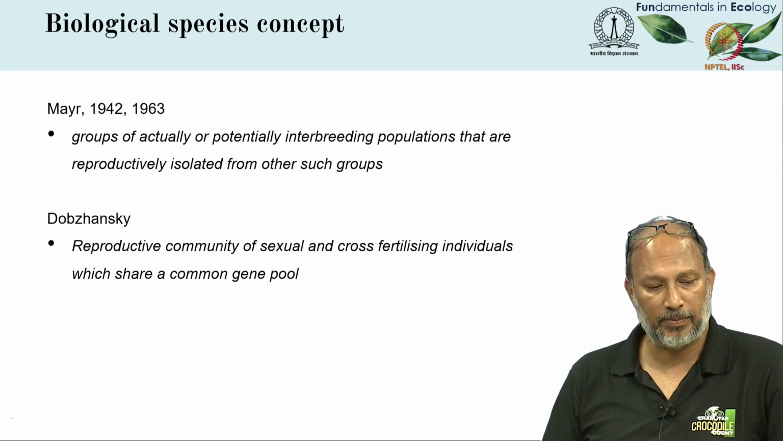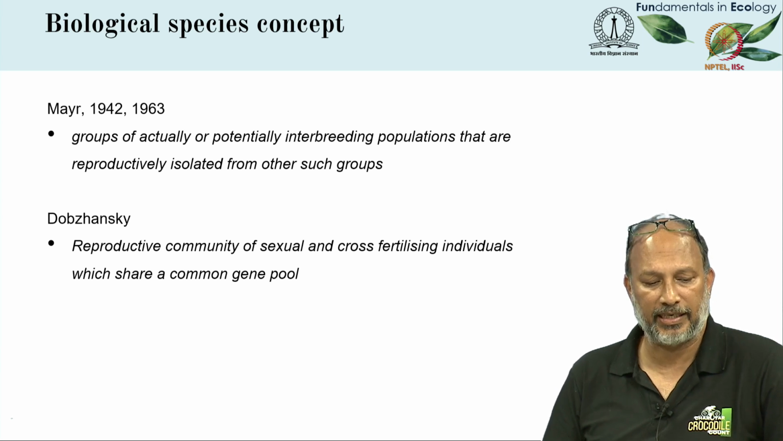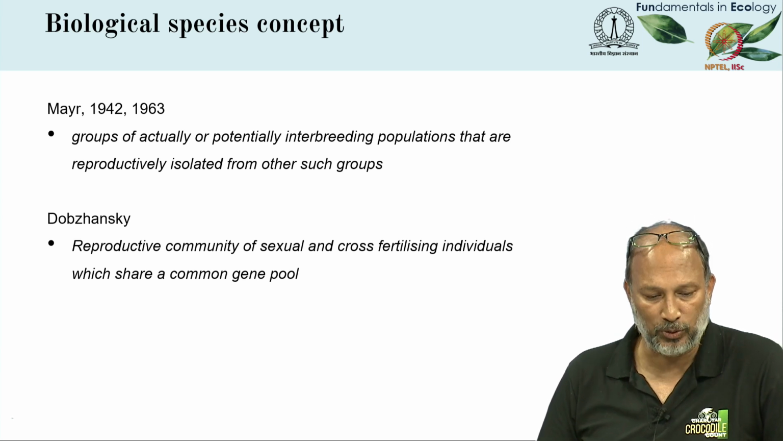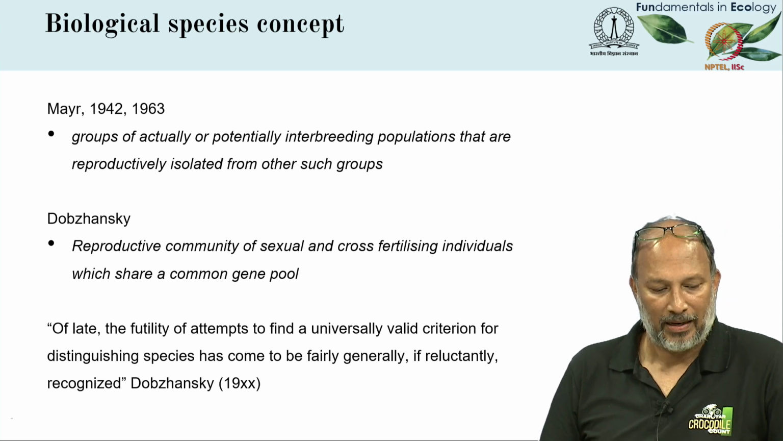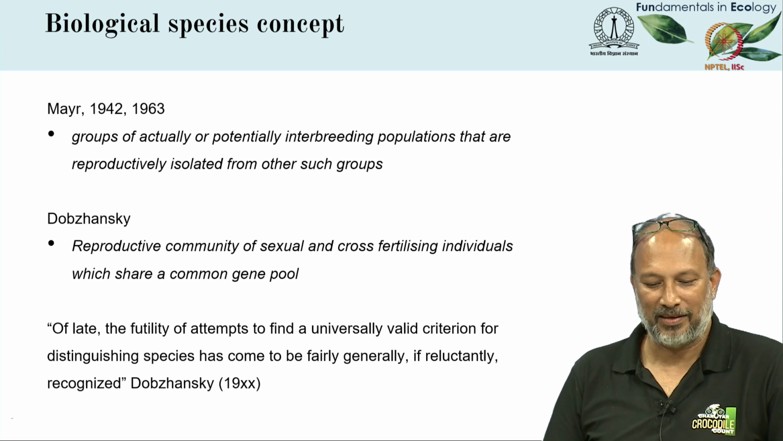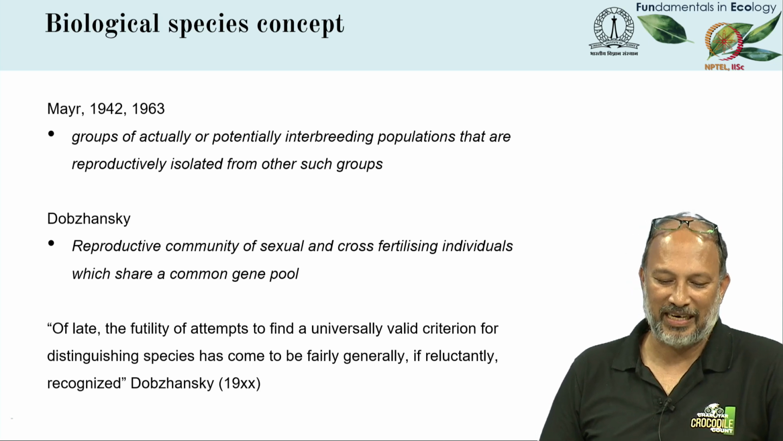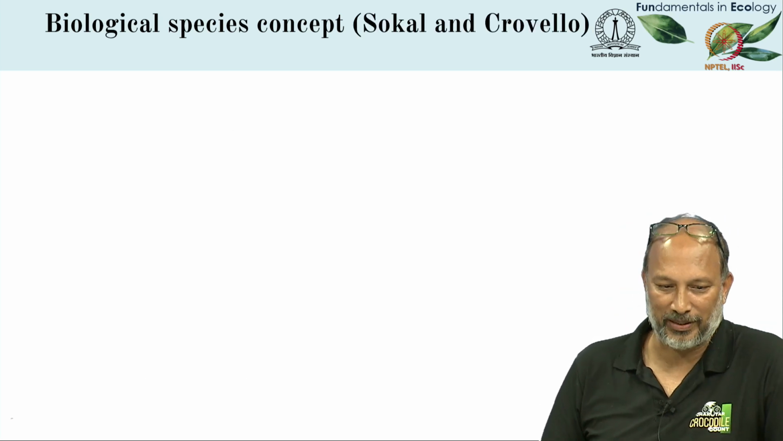Dobzhansky had a similar definition. He said this is a reproductive community of sexual and cross-fertilizing individuals which share a common gene pool. Of course, Dobzhansky later said, "the futility of attempts to find a universally valid criterion has come to be fairly generally, if reluctantly, recognized." Not everybody agreed with him.